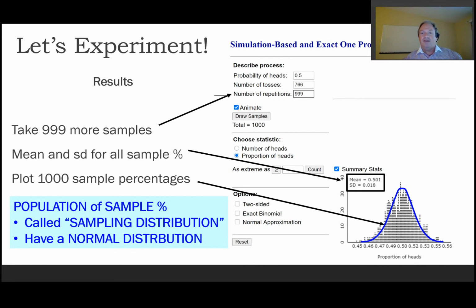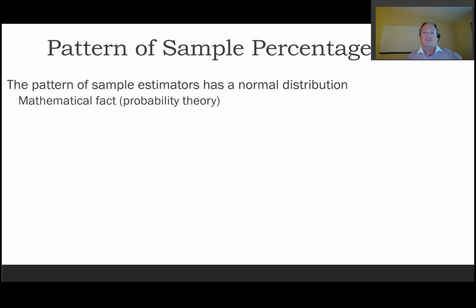Before we get into the details, though, of what that distribution looks like, there's a few things we have to kind of clear up here. So we're going to see that, in fact, those sample percentages have a normal distribution. This comes from mathematical probability theory, so we know this unambiguously. But a couple of things we have to think about here.